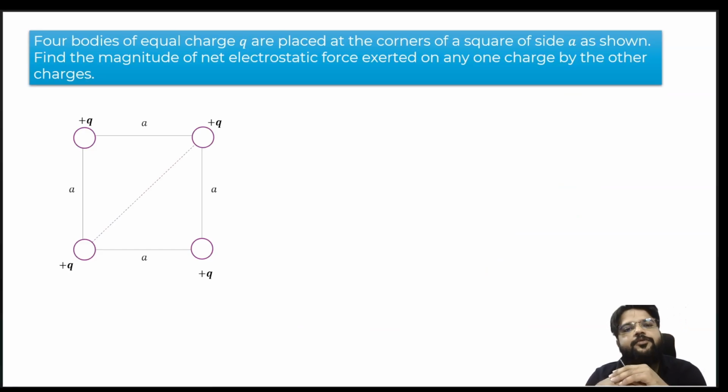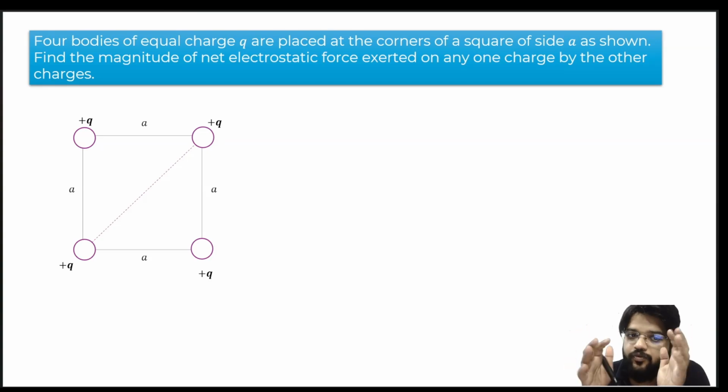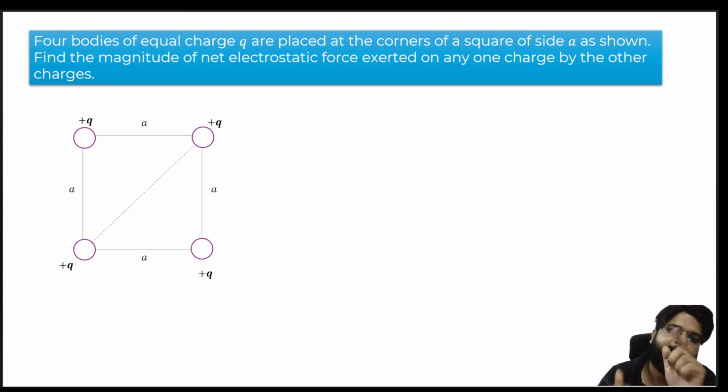Let's see this question, everyone. Four bodies of equal charges Q are placed at the corners of a square of side A as shown. Find the magnitude of the net electrostatic force exerted on any one charge by the other charges. If we look here, we have a square with plus Q charge at every corner, and the separation between adjacent charges is A. We want the net force on any one charge. This is the question. Let's see how we can solve it, everyone.